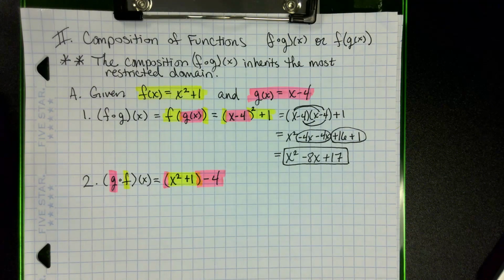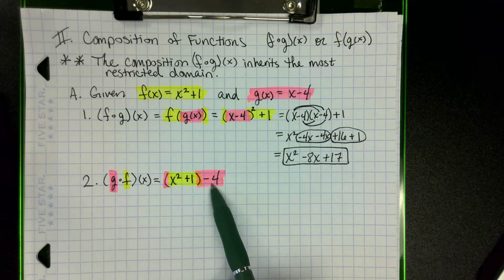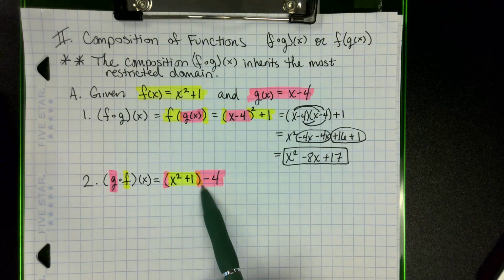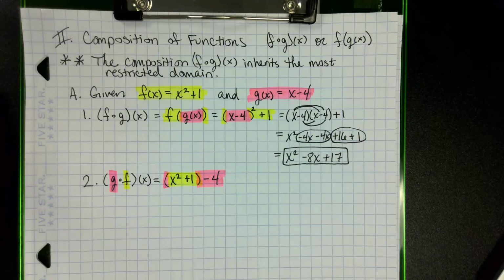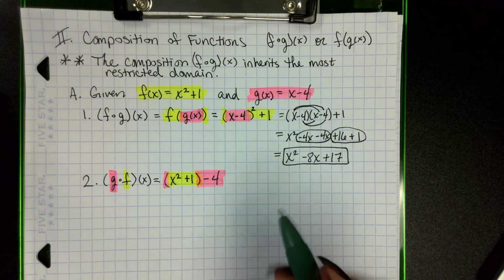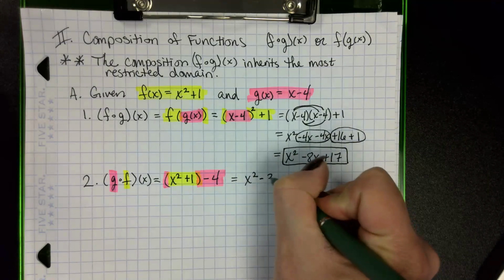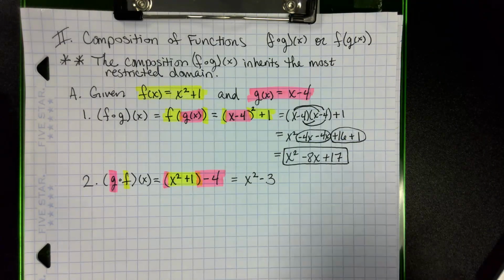And then I simplify. So I have parentheses x squared plus 1, and then a minus 4. These parentheses aren't really doing anything as far as operations are concerned, so I'm just going to drop them. So I have x squared plus 1 minus 4. So this is x squared minus 3. That's it.